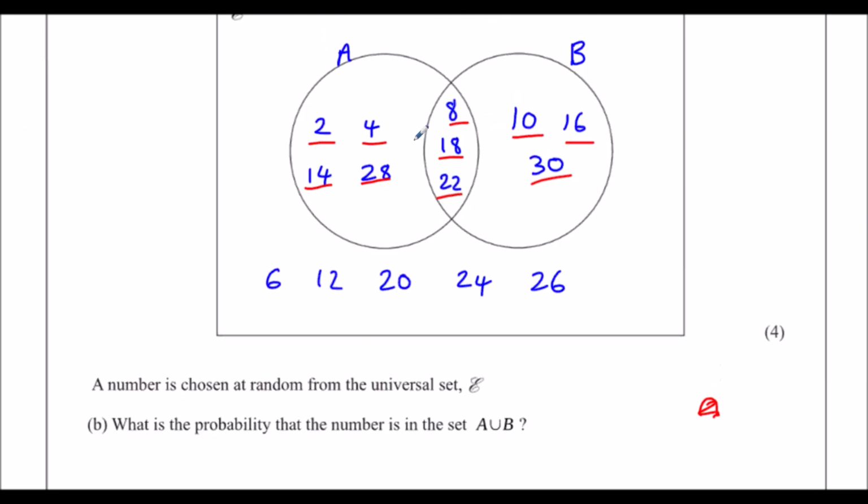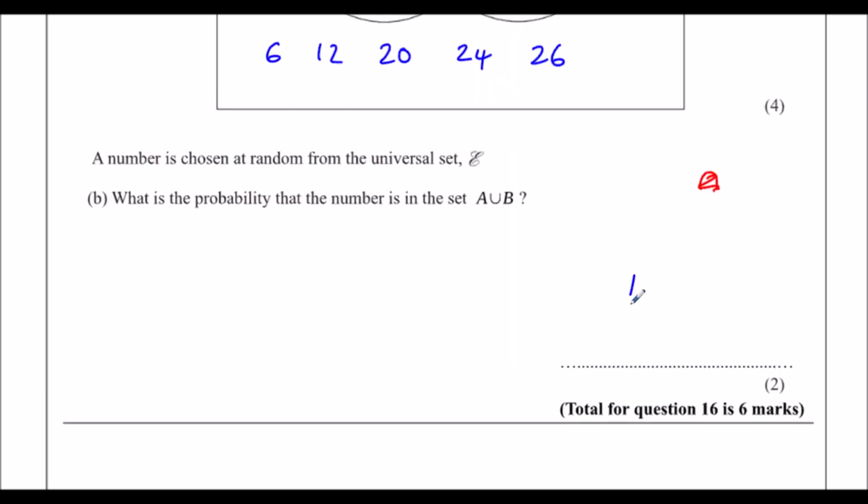So what's the probability? How many numbers are there? So that's 10 numbers out of 15 in total. So 10 15ths. We don't have to simplify it. We could. It would be 2/3, but we can leave it as 10 15ths.